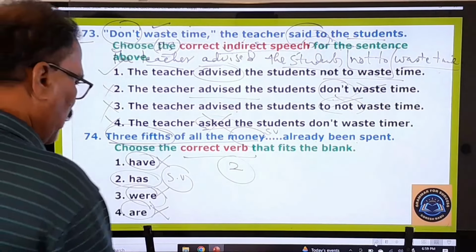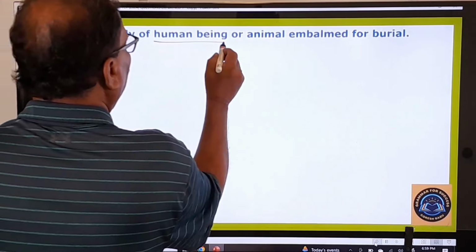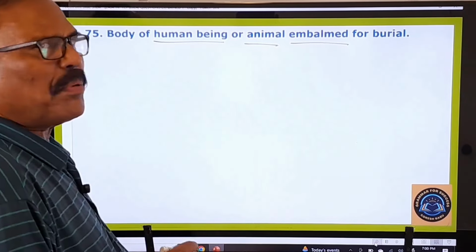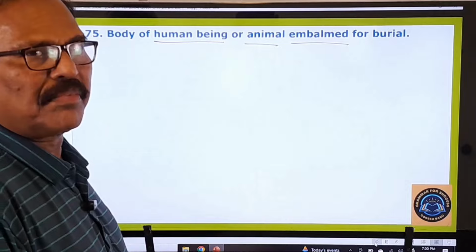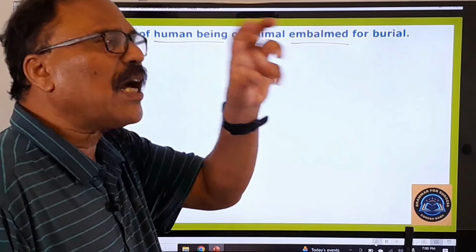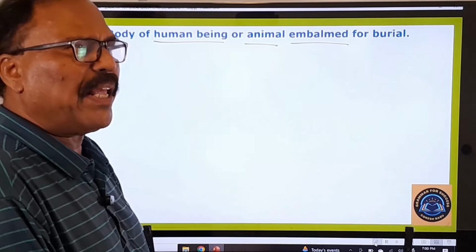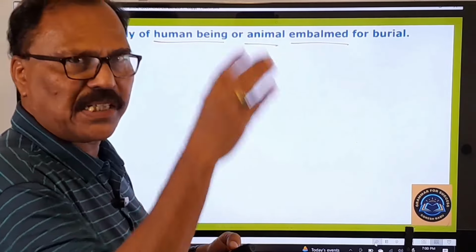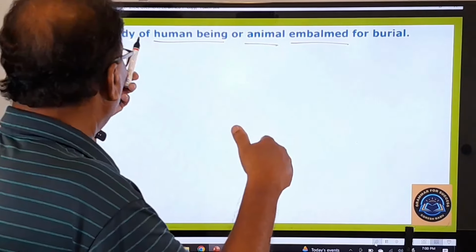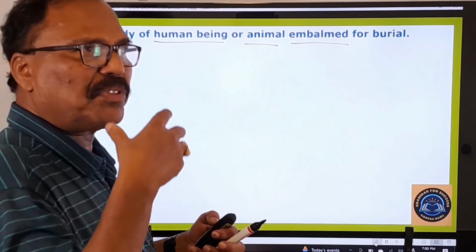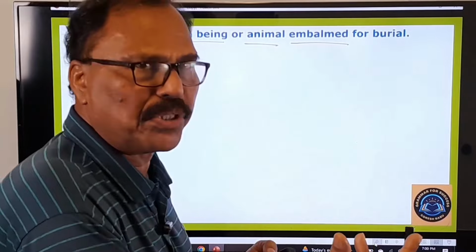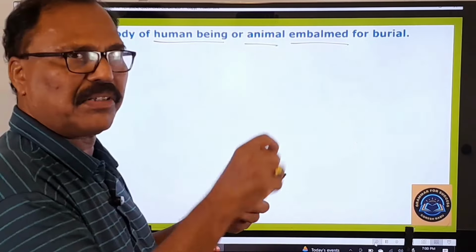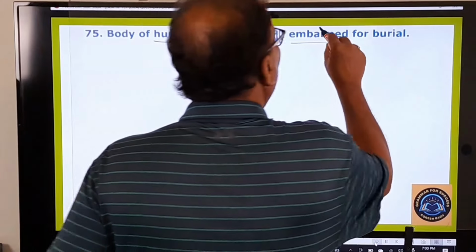Right. And now let's move on to other questions. Body of human being or animal embalmed for burial. Embalmed means protected from decay, from decomposition. Kuruluta nundi kaapadani, that is called embalm. That means applying all kinds of scents. They embalm the body means they apply all kinds of scents to that human body, and they try to prevent it from being decomposed or being rotten. కురులిపోవుట నుంచి కాపాడడానికి ఆ శవానికి అనేక రకాలైనటువంటి కెమికల్స్ పూస్తారు. This is called embalmed for burial.